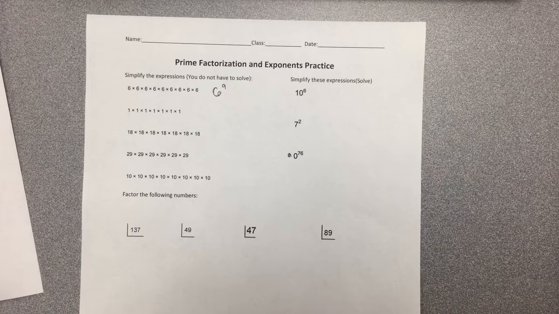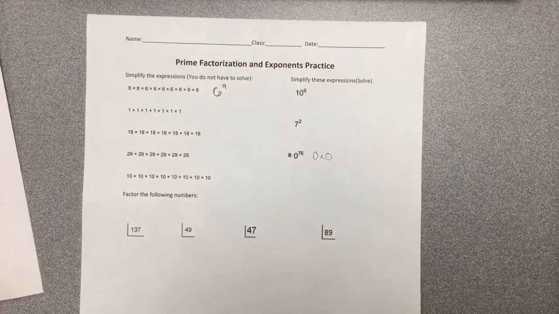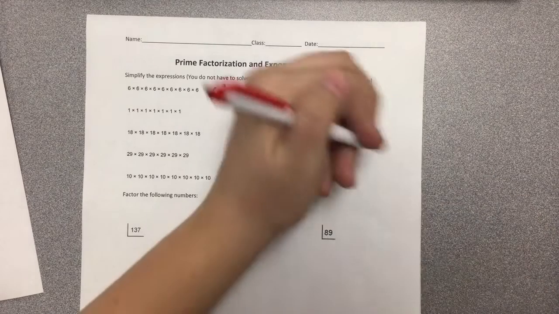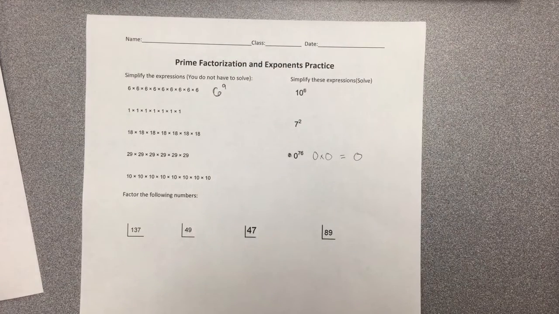0 to the power of anything. What do you think that's going to be? Well, let's think about it. 0 times 0, oh, that's going to give me 0. So if I put 0 to the power of 10, to the power of 76, to the power of 267, the answer is always going to end up being 0. I know for a fact you can figure out 7 to the power of 2 and 10 to the power of 6. So good luck, you guys.